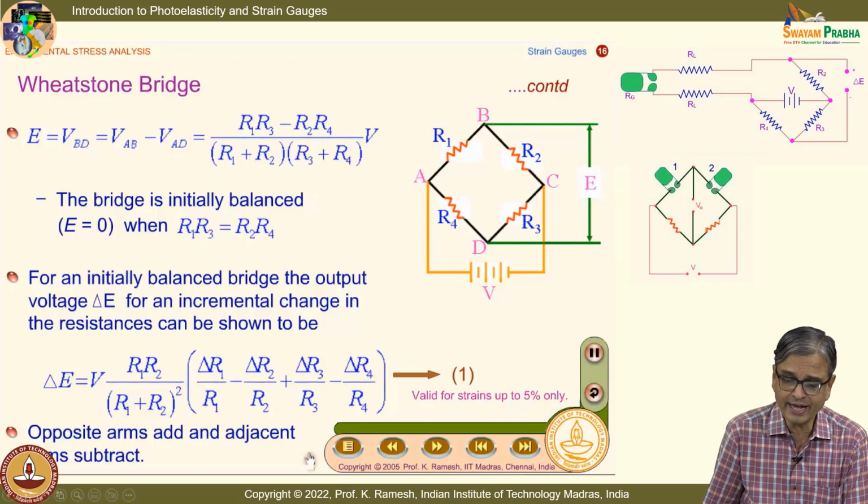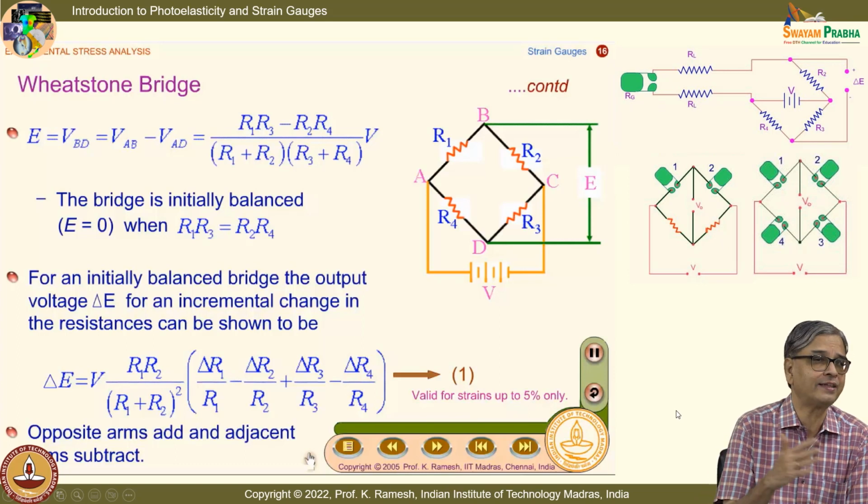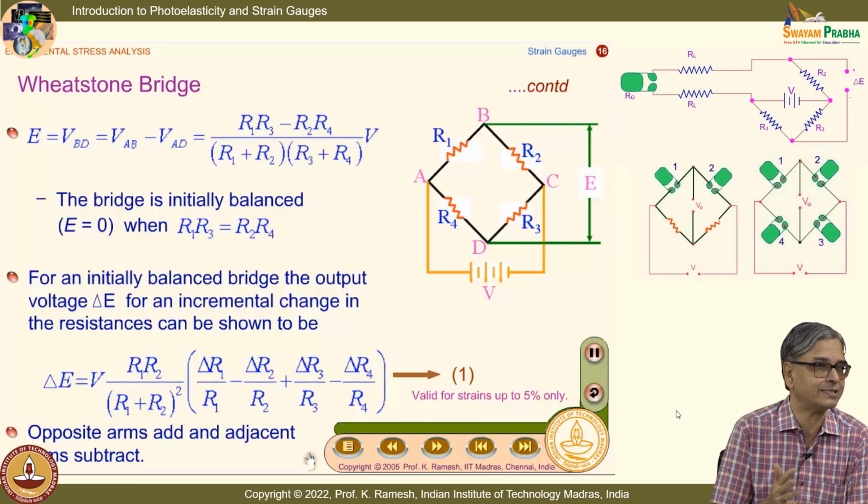I can also have another configuration, I can have all 4 arms connected as strain gauges. Either you can have a single strain gauge, 2 strain gauges, or only 4. You do not have anything with 3. You cannot make any measurement with 3.